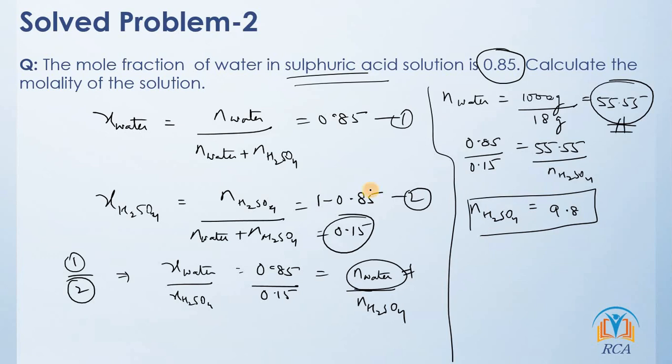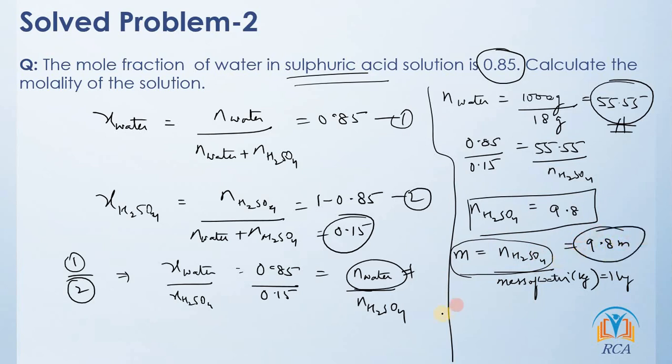But this is what we are supposed to find out. We are supposed to find out what? Molality. Then molality is what? Number of moles of sulfuric acid with respect to mass of water, but it has to be in kg, right? And we had already assumed this to be in kg, which was how much? It was equal to 1 kg. That means the molality will actually be equal to what? The number of moles itself. That means the molality comes out to be 9.8 molar solution.